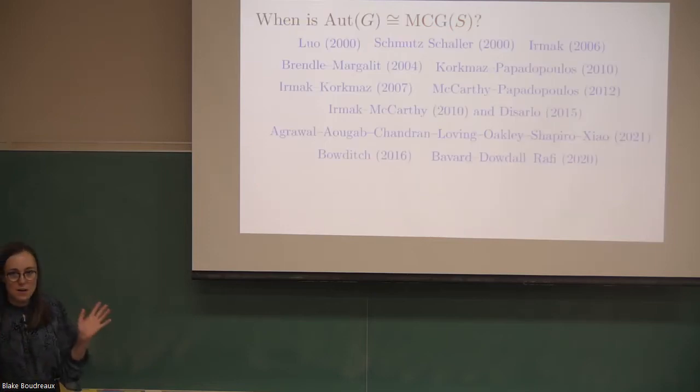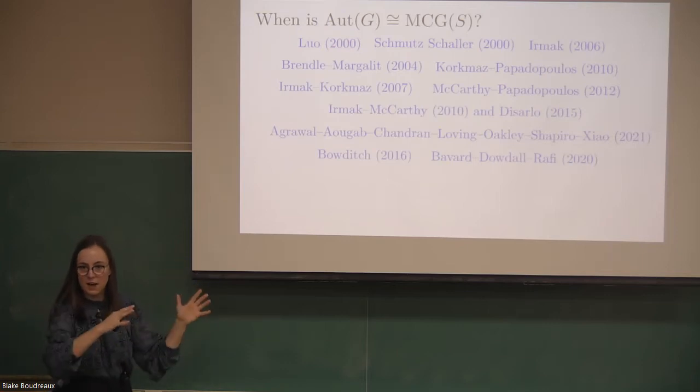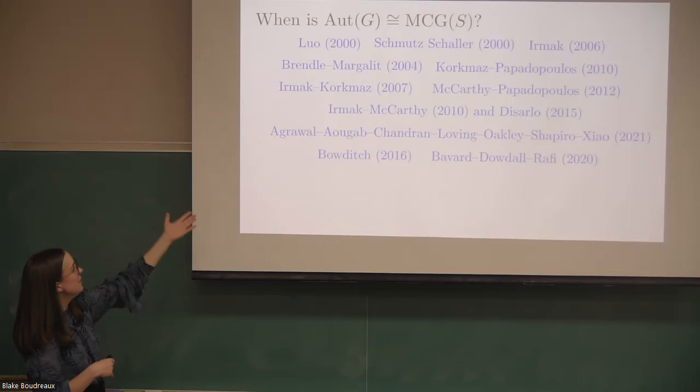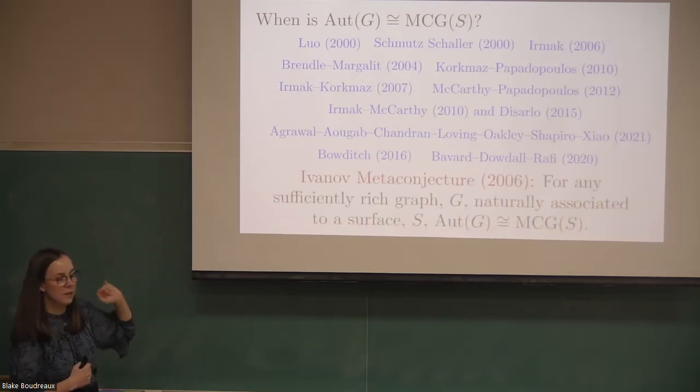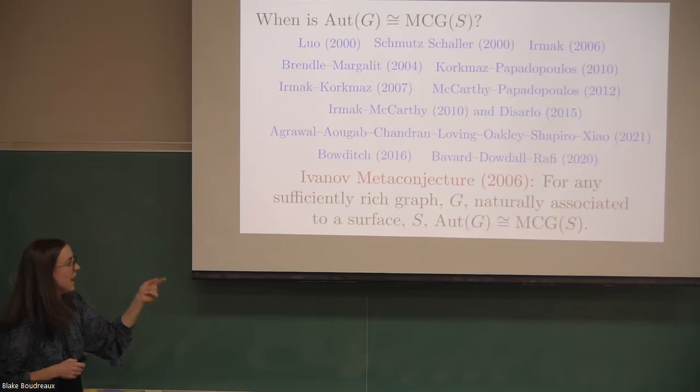Okay, but the work of Ivanov inspired a lot of mathematicians to say, okay, I have these graphs that are naturally associated to a surface. When is the group of automorphisms of these graphs isomorphic to the mapping class group? And here's a long list of researchers that ended up studying various problems of this flavor. So Ivanov made the following meta-conjecture. For any sufficiently rich graph G naturally associated to a surface S, the group of automorphisms of that graph is going to be isomorphic to the mapping class group of the surface.